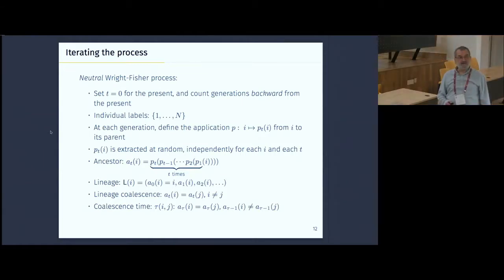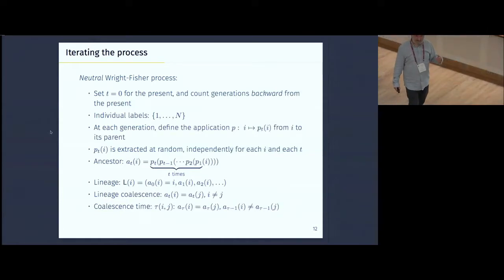And the ancestor at time T is just the application first of the application 1, then of 2, and so on, until T generations ago. Is that clear? For the statistical physicists, this is called an annealed mapping process. Annealed because it is extracted at each time and is different in general.